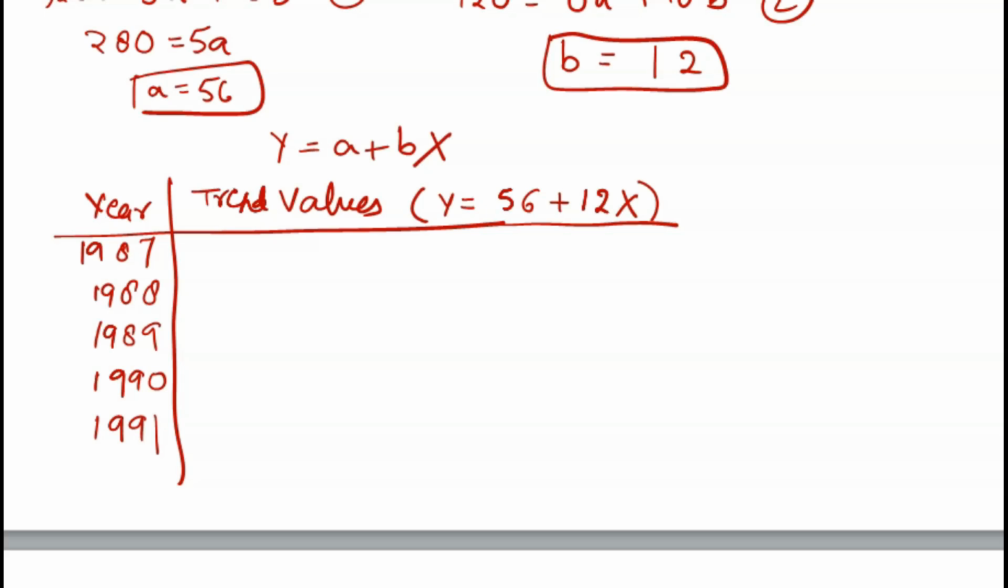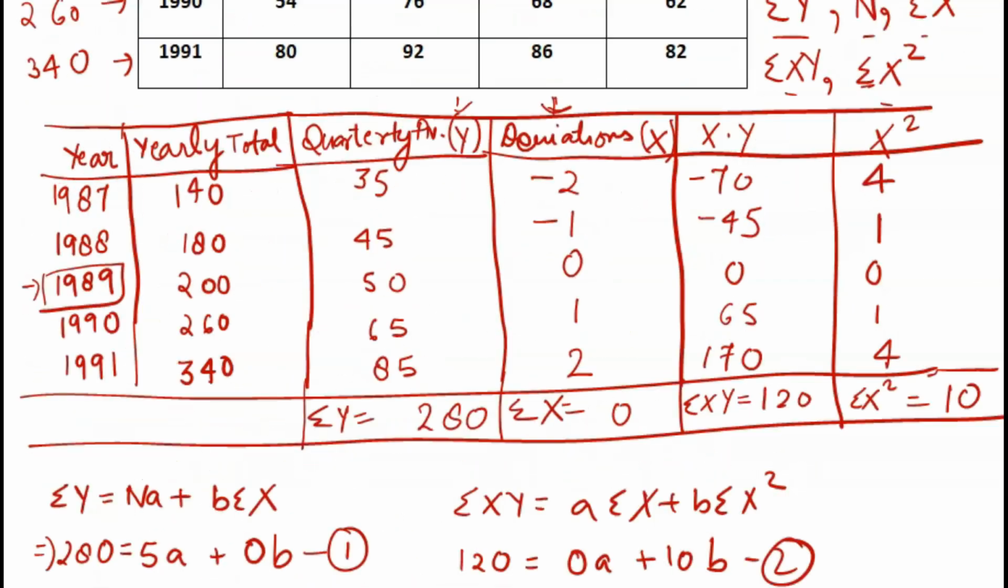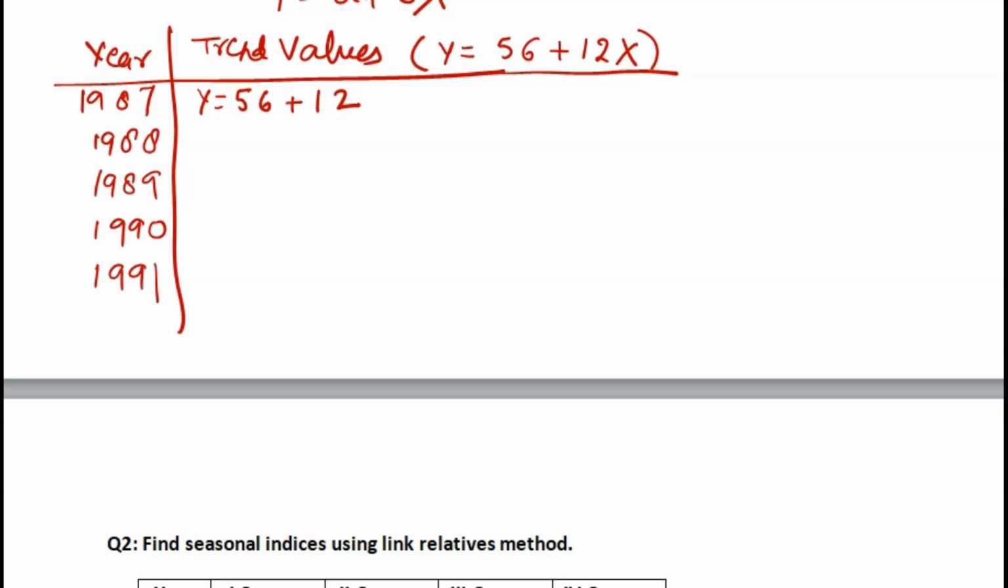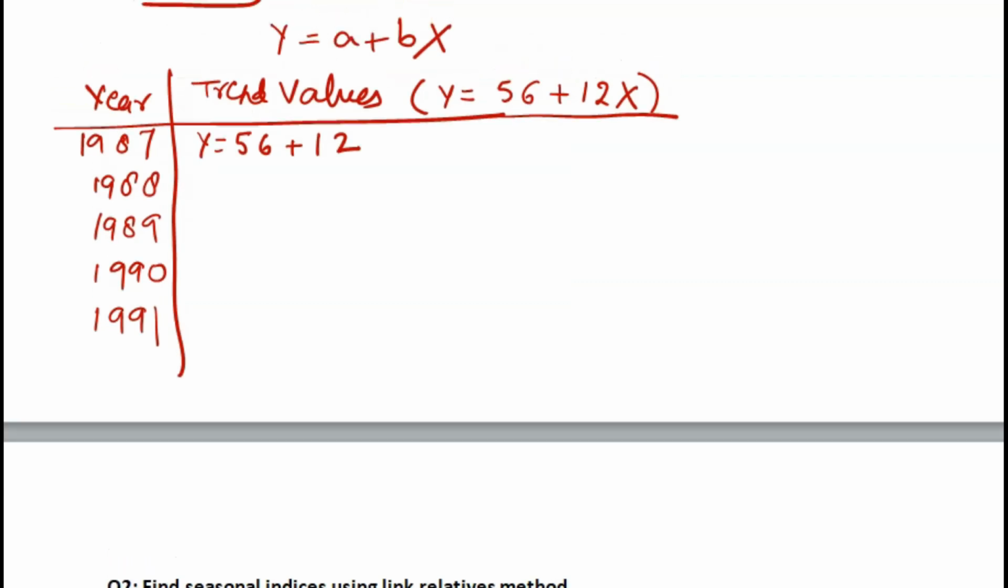So here one by one we need to put the x values. So first one, y equals 56 plus 12x. So first year x value, from here you can see the x value, deviation values: first year -2, then -1, then 0, 1 and 2. So for the first year it will be -2. So here -2 we will put, then we will find out the solution. Like this we can put the x values in all the 5 years and then we can find the answer. So directly I am writing the answers. So second year, this is the trend value, third year, fourth year and fifth year.